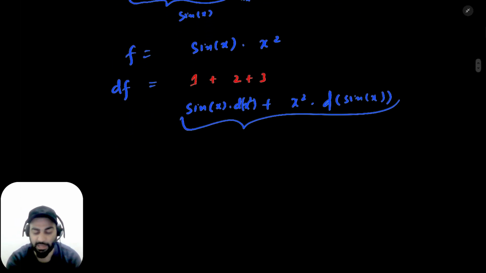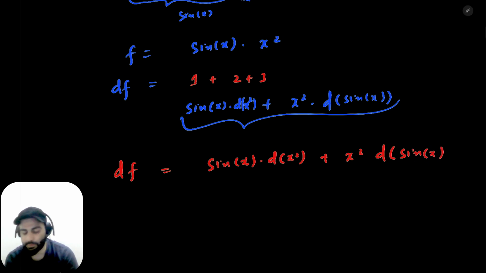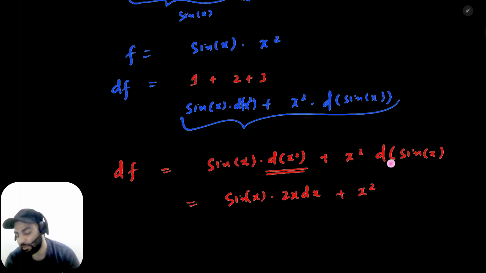Now I'll just rearrange these things. So the change in f is basically equal to sine of x d of x square, plus x square d of sine x. This is what I have here. Now you know the change in x square. We know that this is sine of x dot 2x dx, plus this x square as it is. What is the change in sine of x? That's cos x dx. This is the change in f.